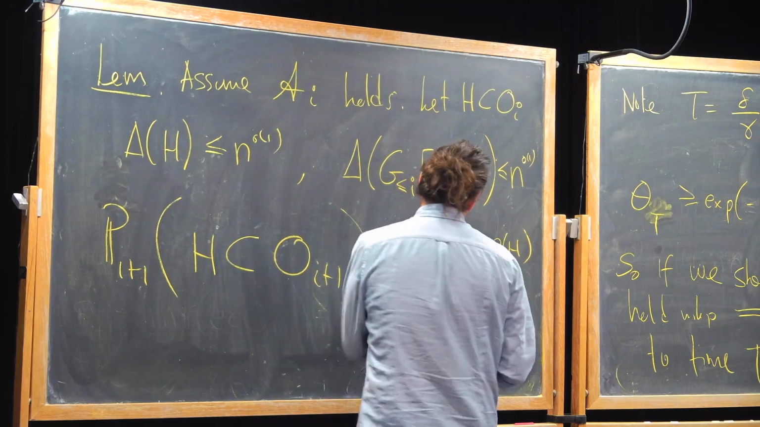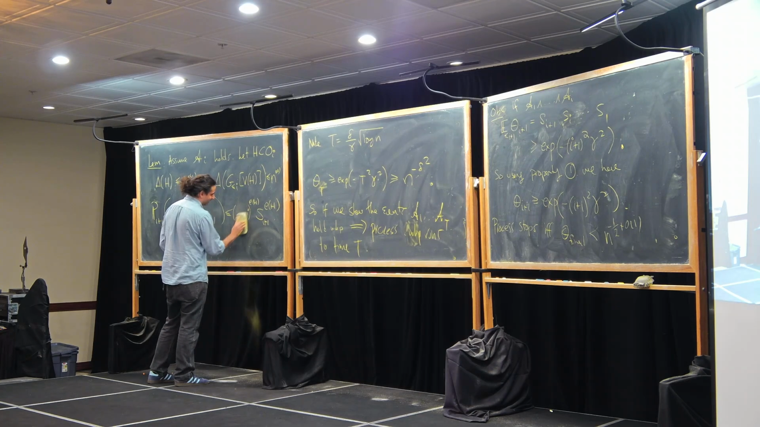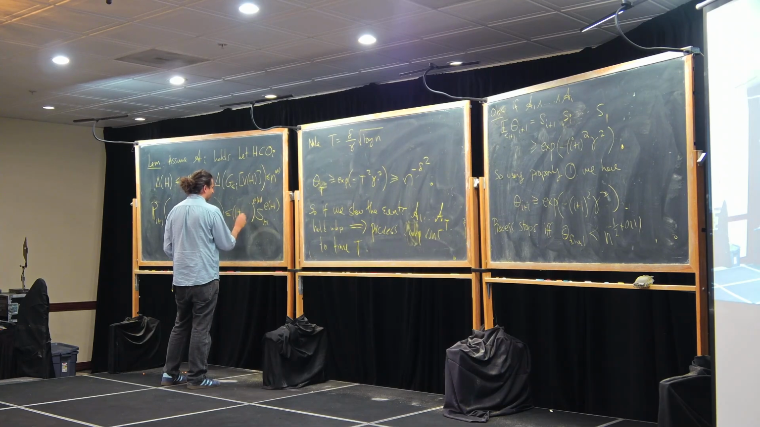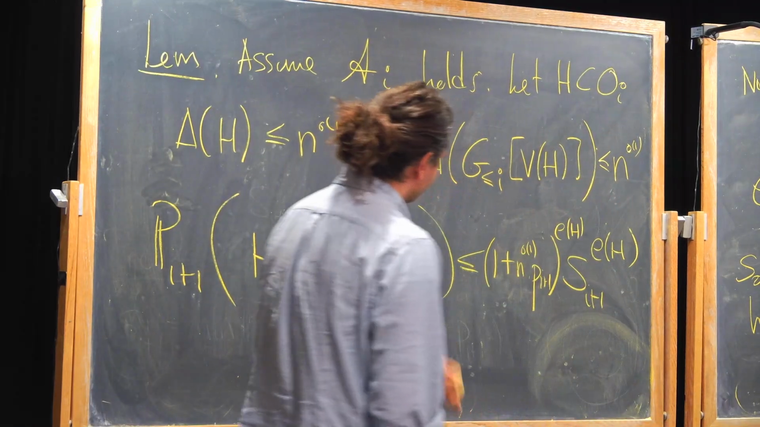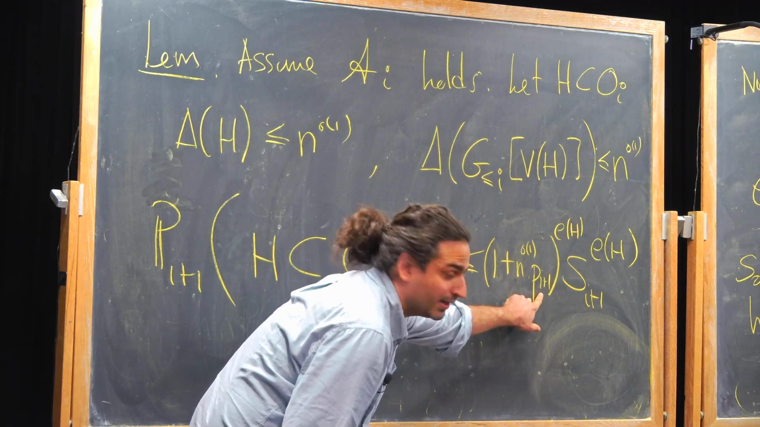So it doesn't matter so much what this is at this moment. Looks terrible. OK, it does matter more than that, though. So this is going to be 1 plus n to the little o(1) times p sub i plus 1. So what I want you to take away, forget this n to the little o(1). This is a p sub i plus 1.